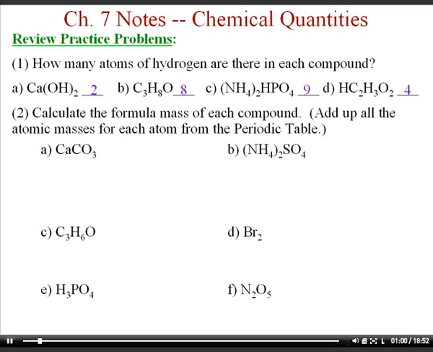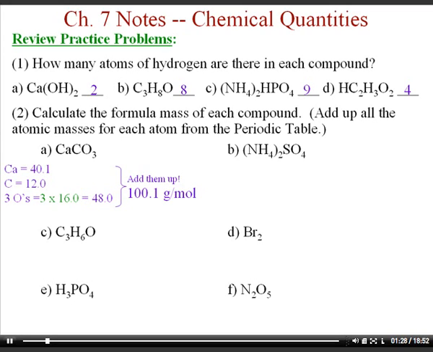For number 2, for a review problem, we're going to have the students calculate the formula mass for the compound, so you just need to add up the atomic masses from the periodic table, but you need to make sure that you have the right number of atoms of each in the compound. So we have 1 calcium, we only have 1 carbon, we have 3 oxygens, and if you add up those weights from the periodic table you get the formula mass for a grand total of 100.1 grams, and that would make up 1 mole of calcium carbonate.